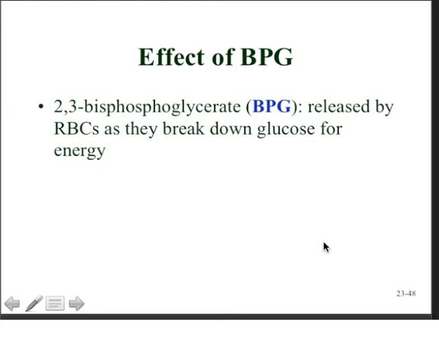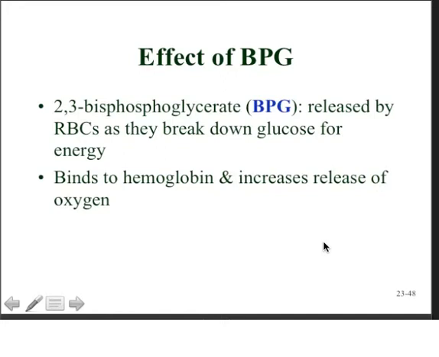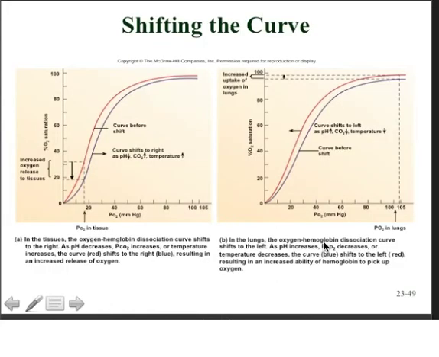Bisphosphoglycerate is released by red blood cells as they utilize glucose for energy. It binds to the hemoglobin and also induces the release of oxygen. Bisphosphoglycerate, again, you could think of kind of as an organic acid in a way, okay? And the effect is direct but also indirect, okay? There's a direct interaction of BPG and hemoglobin, and then there's also an indirect effect as a result of the effect on pH, okay?